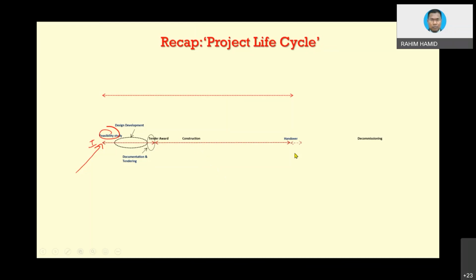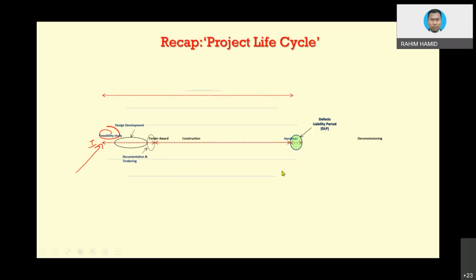we call it the defect liability period. It is like a warranty. For a construction project, we call it the defect liability period, which could run from 6 months, 1 year, 1.5 years. It depends on the project.